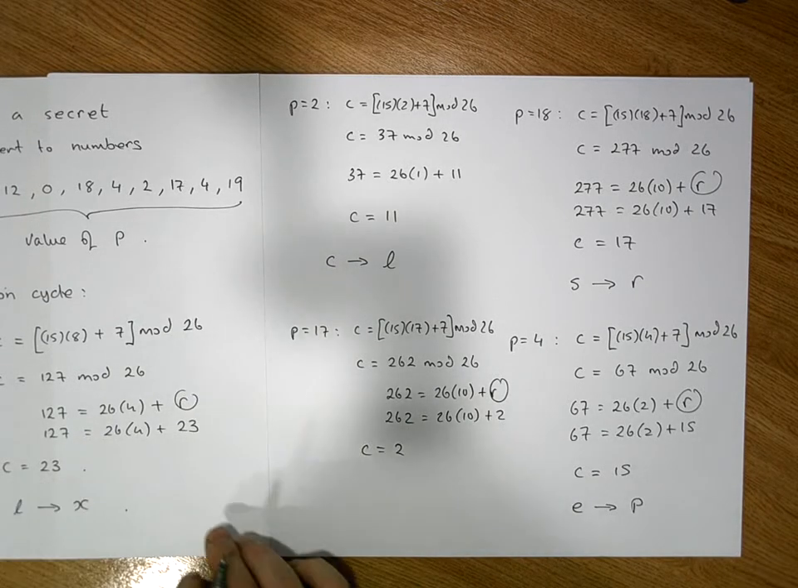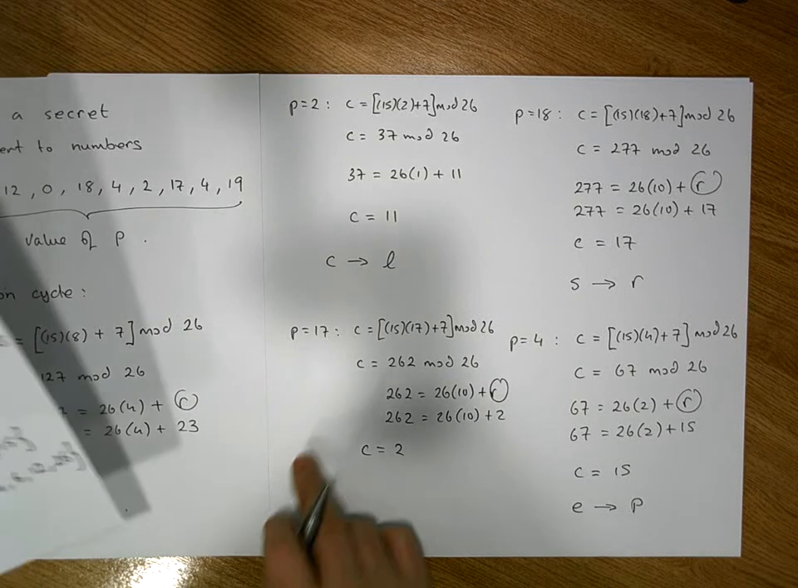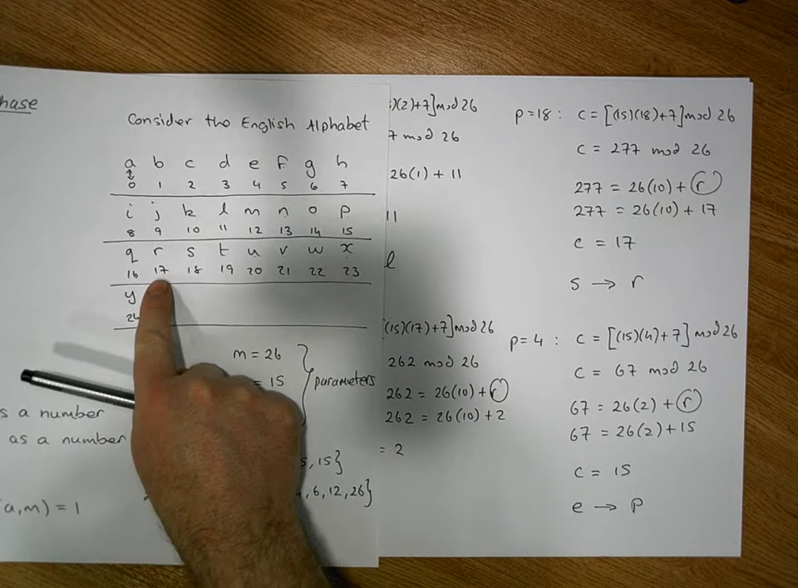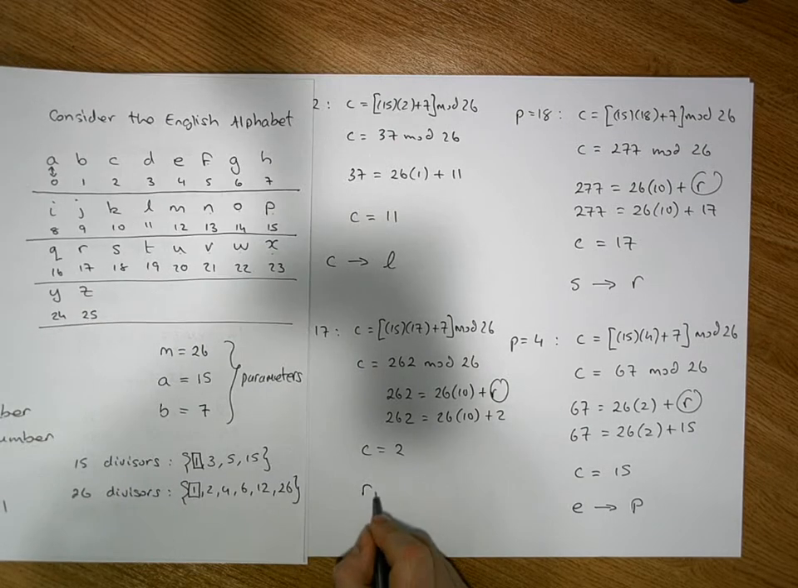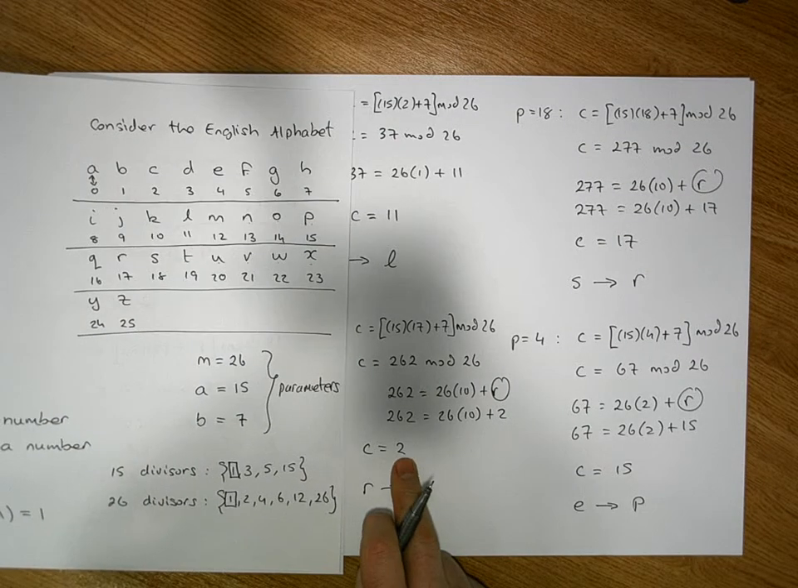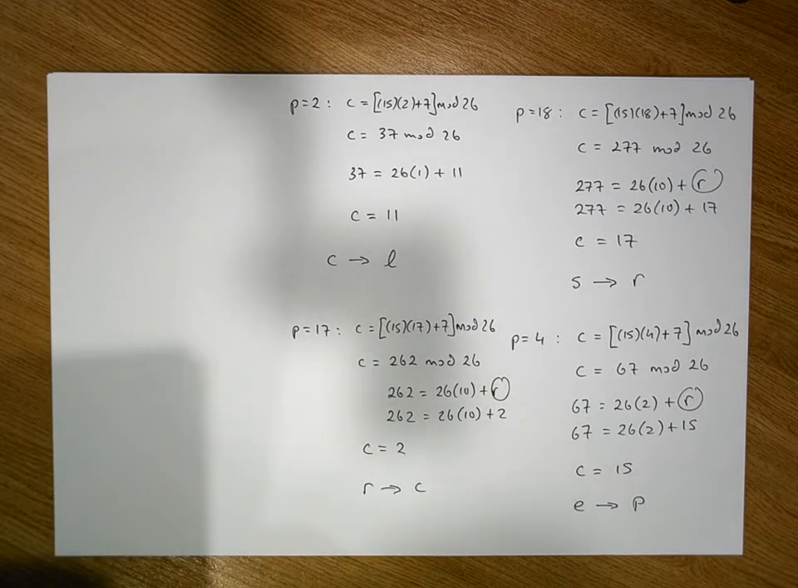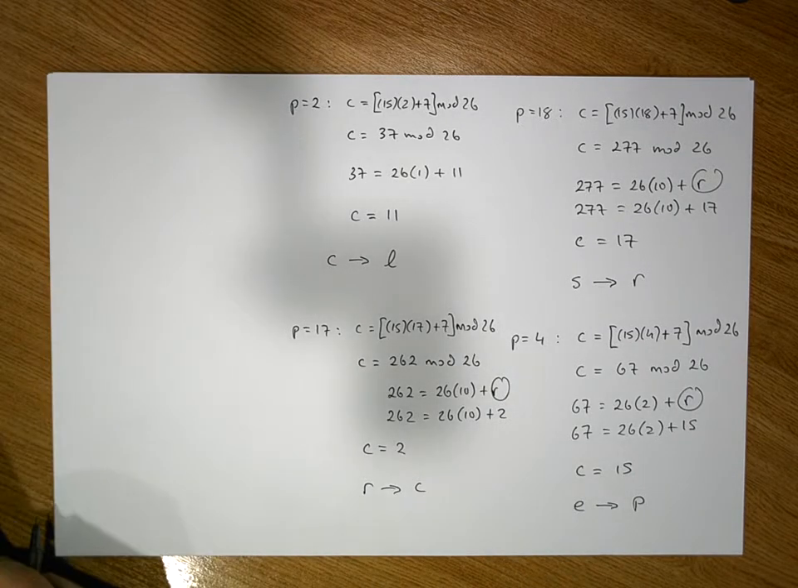From a character perspective, P was 17, our plain text was 17. Plain text 17 is R. So R must be taken to the ciphertext 2, which is C. So R is taken to C. Okay. Oh, this was pretty long. I didn't think it was going to be this long.